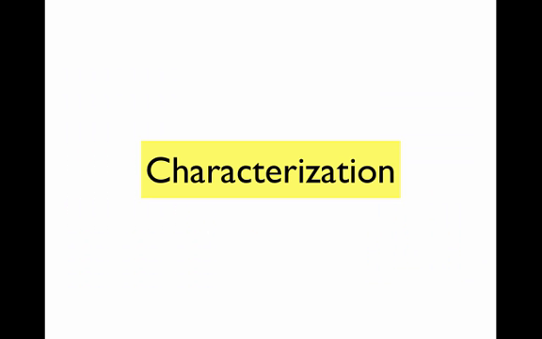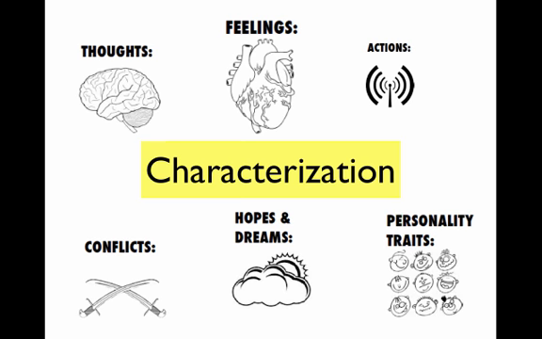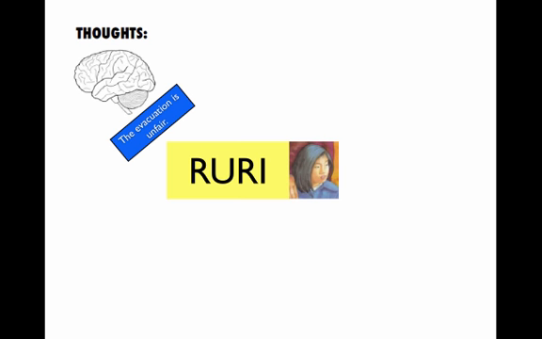Authors use characterization to develop a character. Characterization is created by several factors: thoughts, feelings, actions, conflicts, hopes and dreams, personality traits. Do you remember when we created the character project for Rory and the Bracelet? Well, in any story you read, you can look into all of these 6 ideas and try to understand a character. For example, Rory's thoughts were that she thought the evacuation of Japanese Americans was completely unfair.